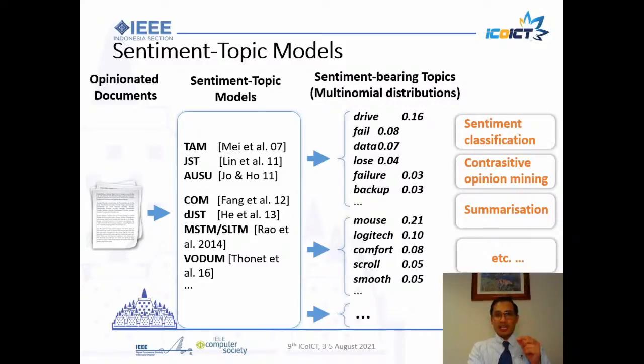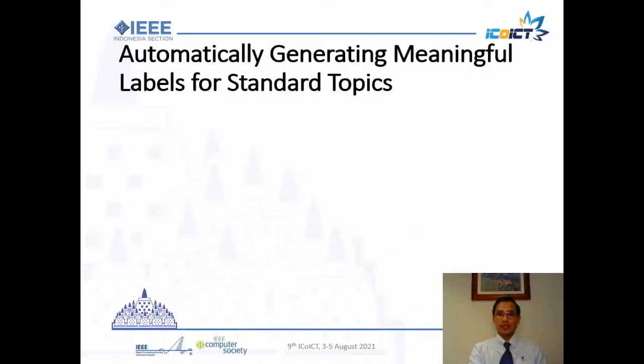Also, sentiment topic model has been applied to a wide range of applications. Okay, so for example, we have summarization. We have opinion mining. Okay, and they have also been applying it. Currently, they're trying to apply it in fake news detection. So whether this person is telling the truth or not, real news.